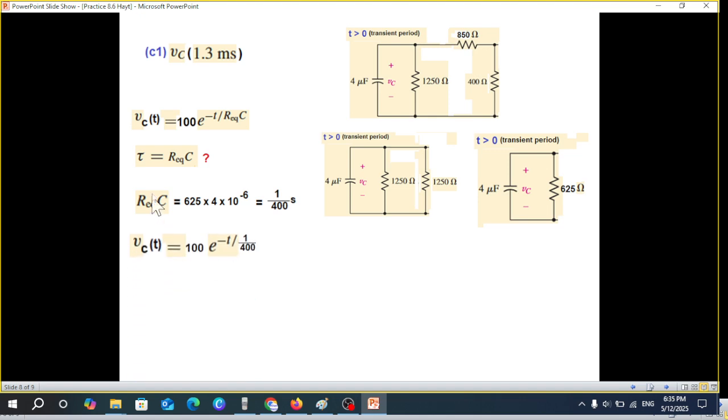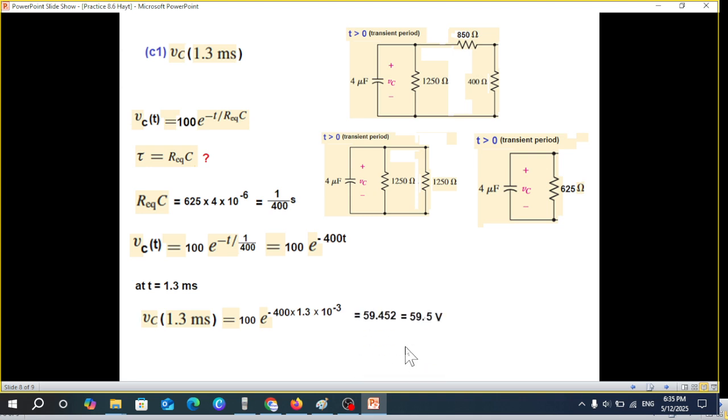And now we plug into the VC equation, and simplifying, it will be 100 e raised to the power minus 400 t. Now this is VCT. Now we have to find actually for 1.3 milliseconds. So for t, we'll put 1.3 milliseconds. So VC at 1.3 millisecond is 100 e raised to the power minus 400 times 1.3 millisecond. Solving, we find answer to be 59.5 volt. And this is the answer given in the book.